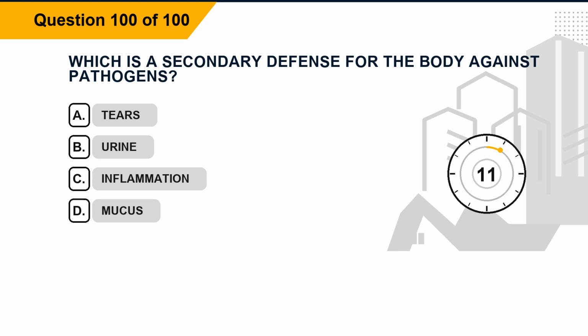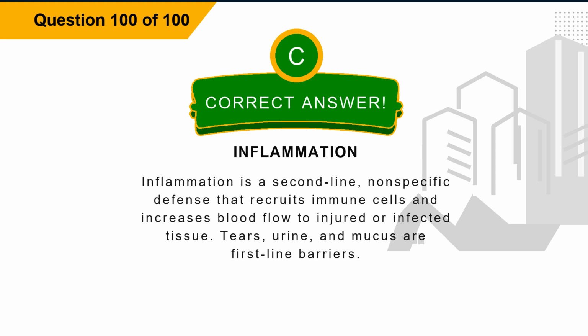Question 100. Which is a secondary defense for the body against pathogens? Option A, tears. Option B, urine. Option C, inflammation. Option D, mucus. The correct answer is option C, inflammation.